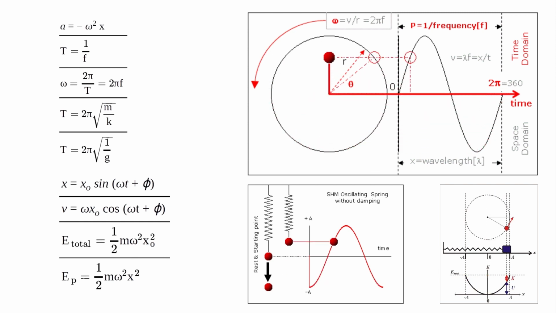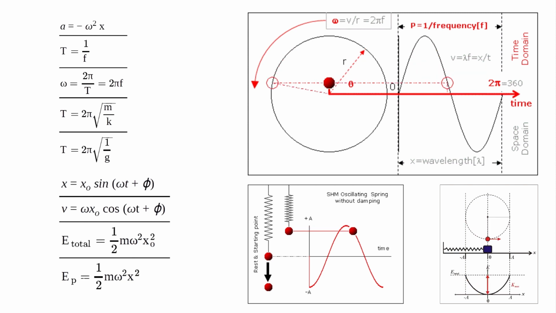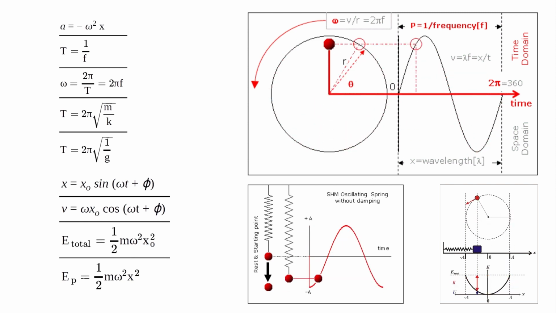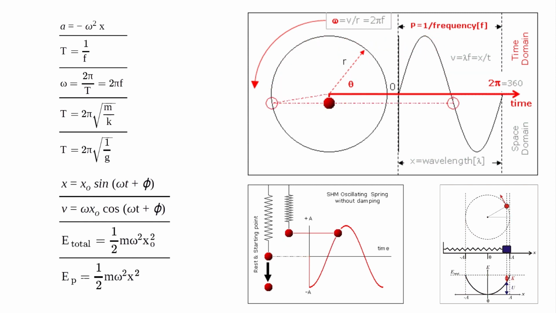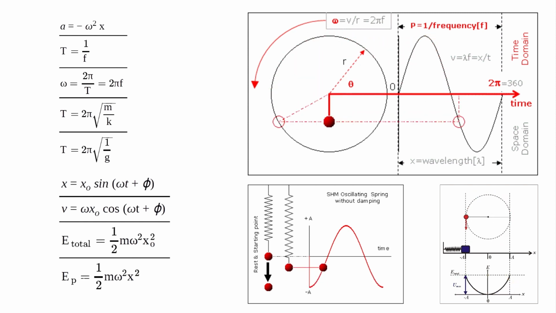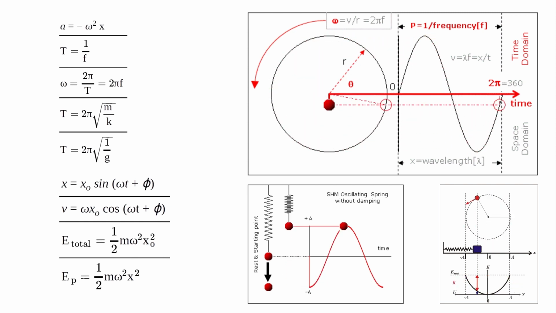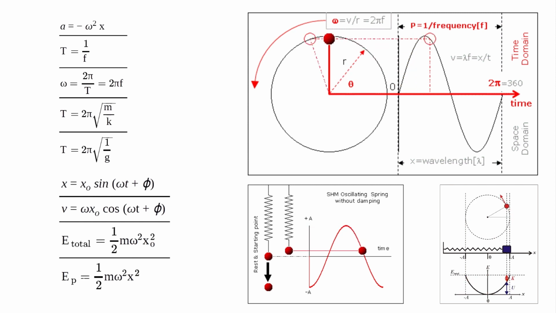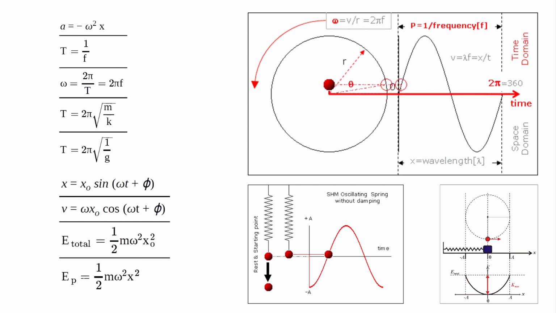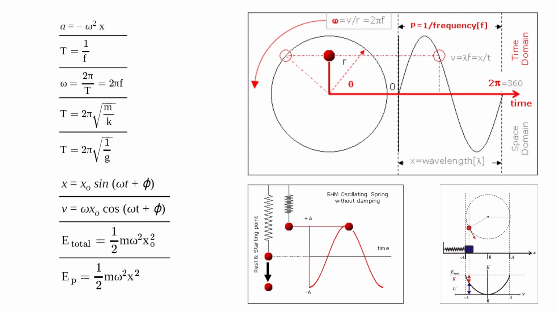Then we have the total energy in the system, which is one half of mass times angular frequency squared times amplitude squared. For this and the next formula, you can look at the graph to the bottom right, where you have another spring, which is perpetuating the graph over there.